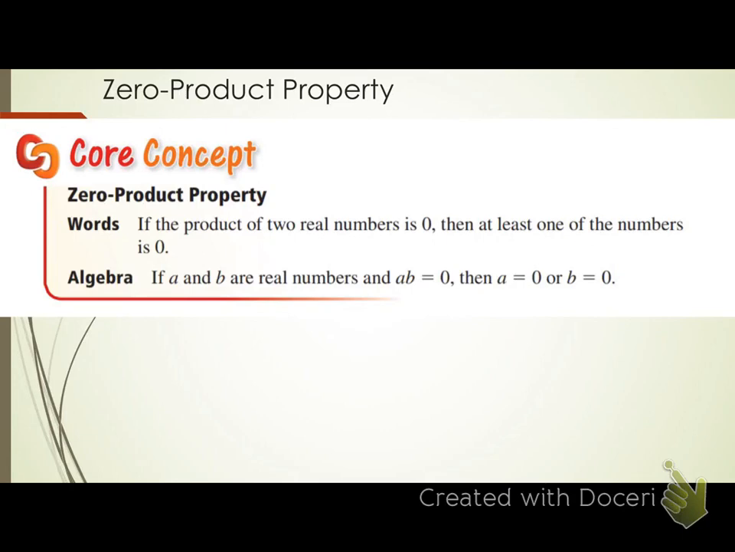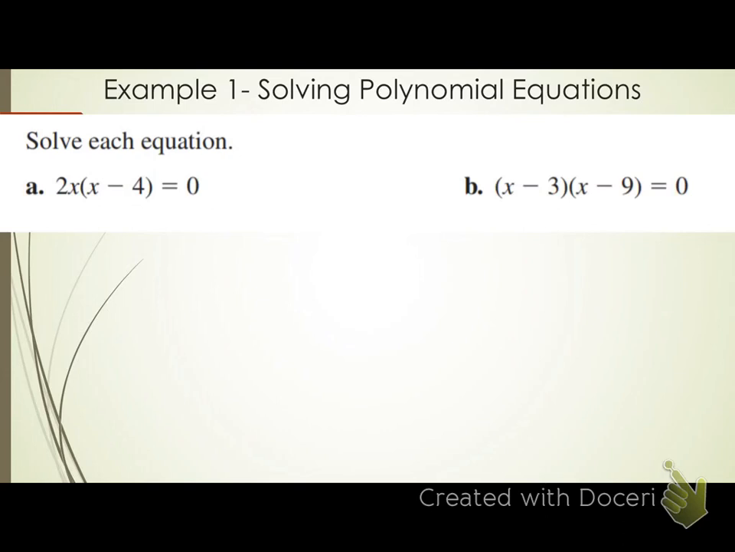Okay, let's look at some examples here. Solve each equation. Going back to solving equations here. I have 2x times x minus 4 equals 0. The left side of my equation is a polynomial in factored form. It's two factors being multiplied together. 2x is one factor, x minus 4 is the other factor. The polynomial in factored form is set equal to 0, so I can use my zero product property here.